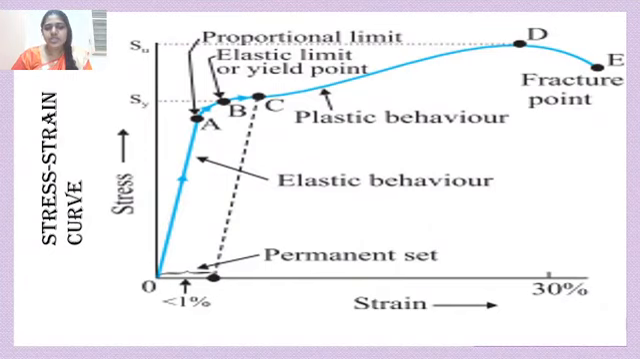Stress strain curve. The stress strain curve is a depiction of Hooke's law. A curve is drawn between stress and strain, where strain is the x-axis and stress is the y-axis. The curve shows an ideal situation of the mechanical properties of solids.